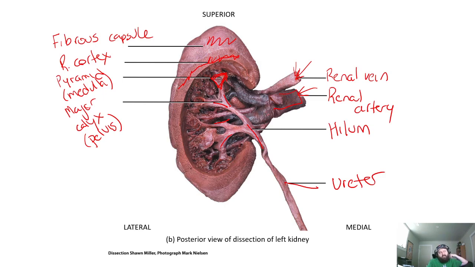I'll also point out one other region here. You'll notice that there's an indentation, like this little groove on the inside of the kidney through which the renal vein, the renal artery, and the ureter enter and leave. This region, this indentation that all the vessels enter into the kidney, is referred to as the hilum, or the renal hilum. And you should be aware of that term as well.